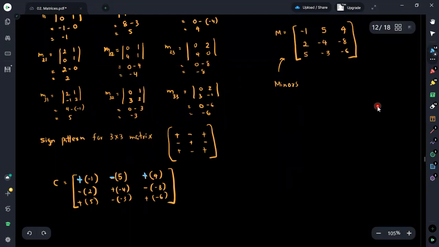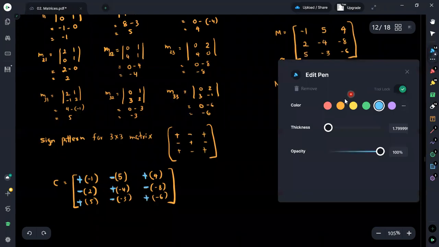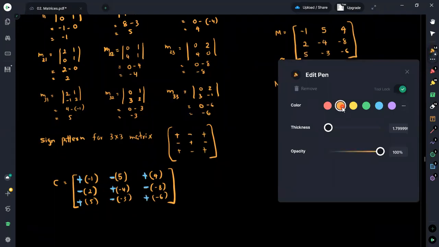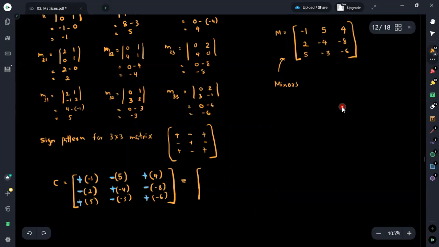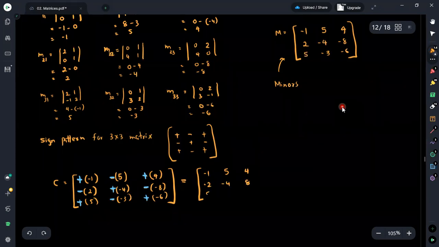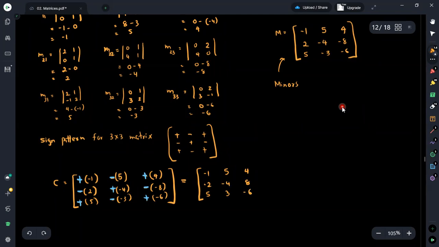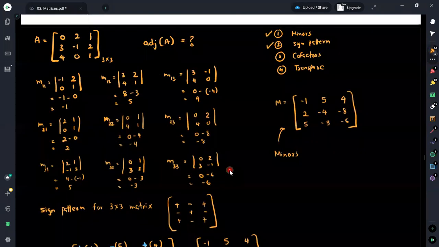The first sign is always for the sign coming from the sign pattern, and the value inside the bracket is the minor that we are considering. Therefore, now we can solve this to obtain the answer. The C will be equal to -1, 5, 4, -2, -4, +8, +5, +3, and -6. Therefore, this is the matrix which contains the cofactors. Now we have identified the cofactors as well.